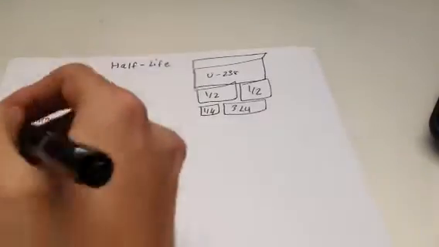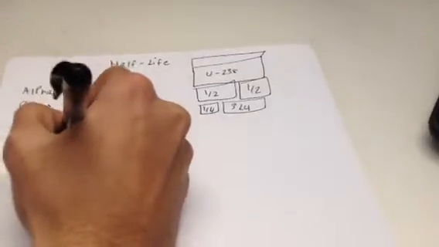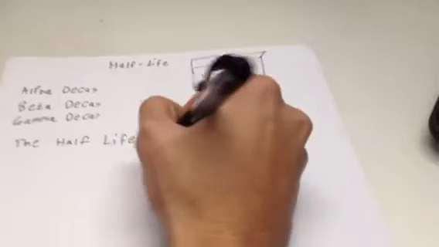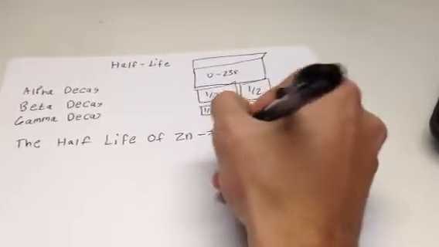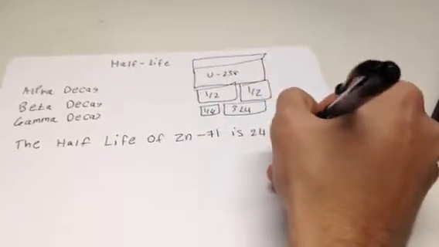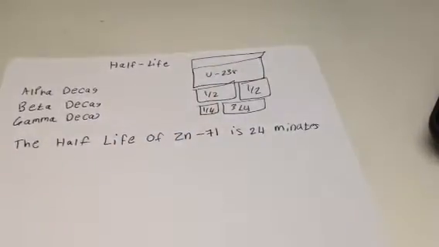Problem number 1. The half-life of zinc-71 is 2.4 minutes. I'm not going to write out the rest of the problem, but if one had 100 grams at the beginning, how many grams would be left after 7.2 minutes have elapsed?